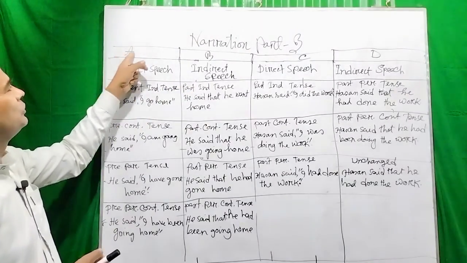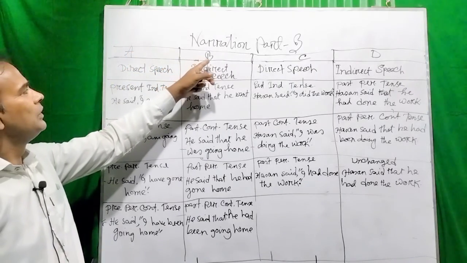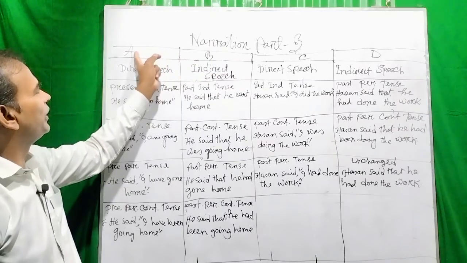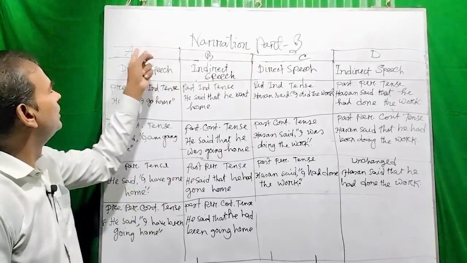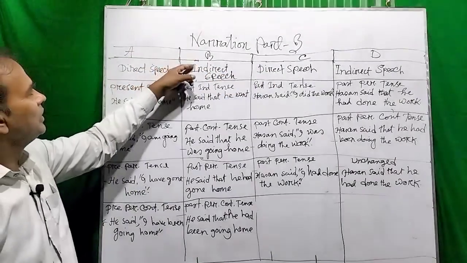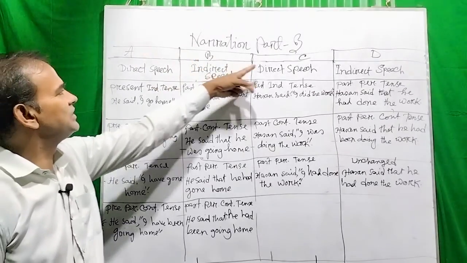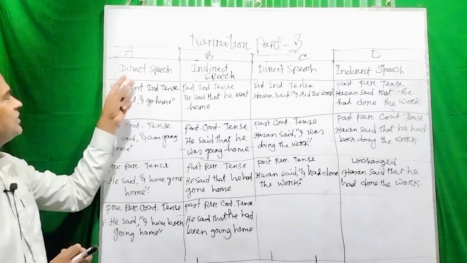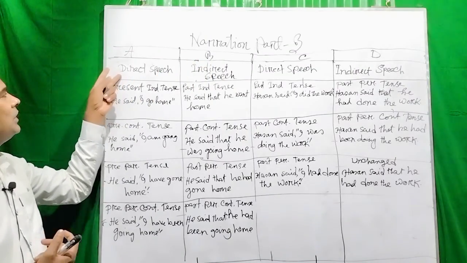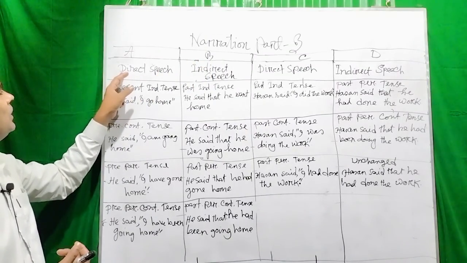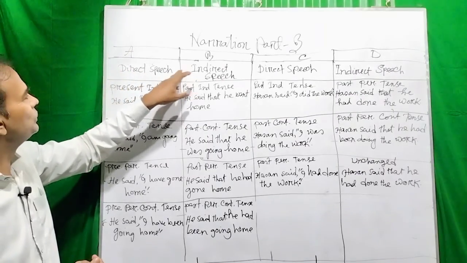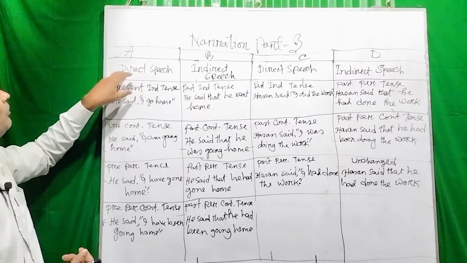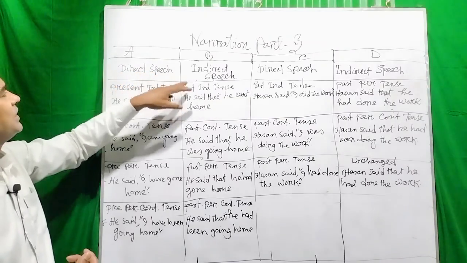Today I am going to discuss the rules of changing narrations according to this chart. You see the chart has been divided into 4 columns, A, B, C, D, and the A and B columns. I have tried my level best to show how I have changed direct speech into indirect one.